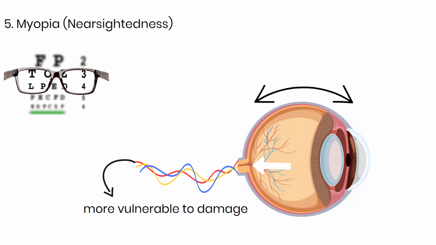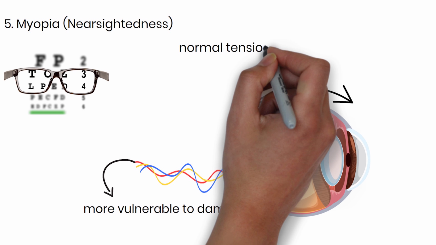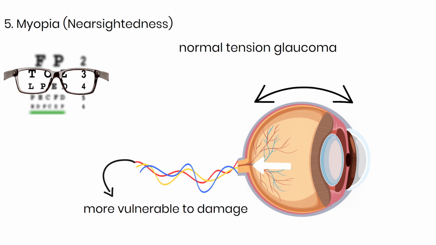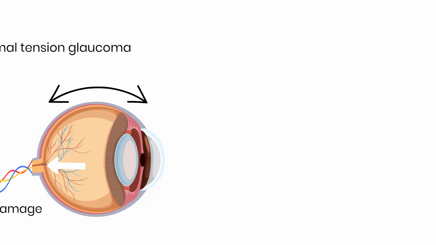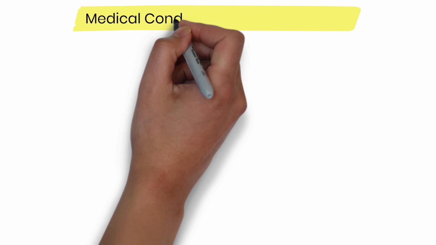Many people with myopia who develop glaucoma have what is called normal tension glaucoma, where the eye pressure is not particularly elevated, yet damage still occurs because the nerve is weaker. Now let's discuss some medical conditions that increase glaucoma risk.